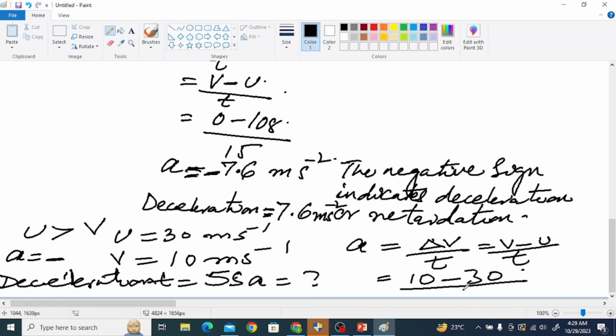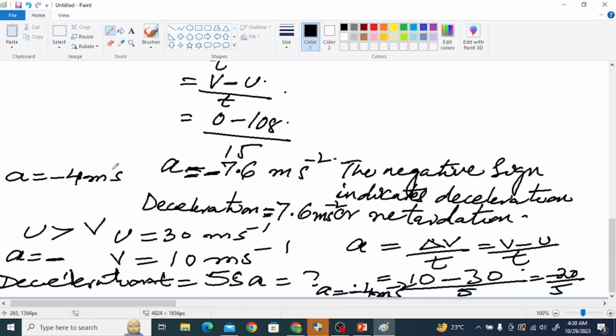Now dividing it by the time interval, that is 5 seconds. So 10 minus 30 will give you minus 20, and minus 20 divided by 5 will give you the acceleration as minus 4 meter per second square, ms minus 2. So the acceleration here is minus 4 meter per second square.